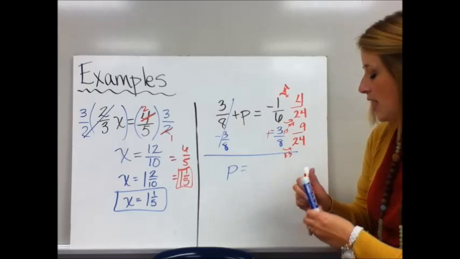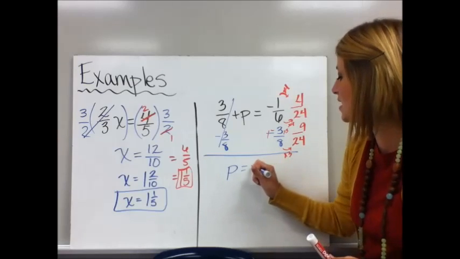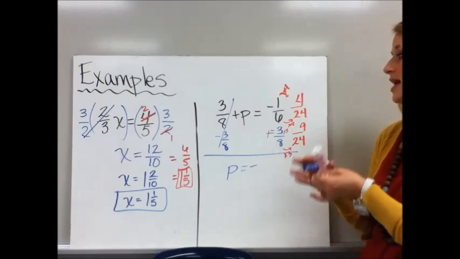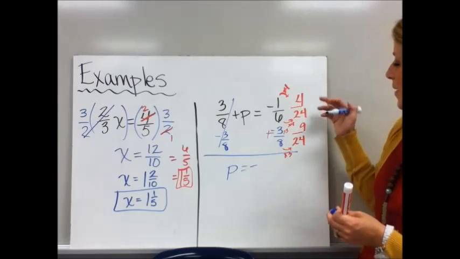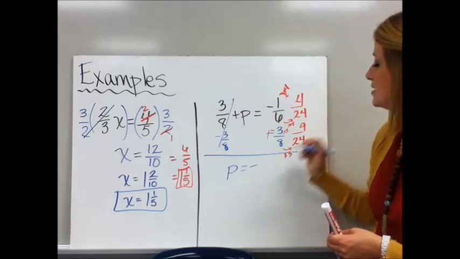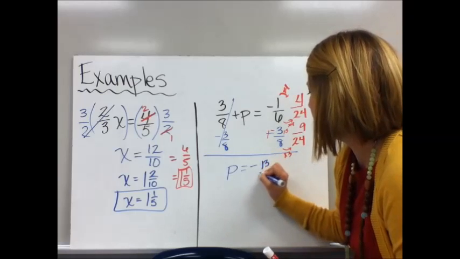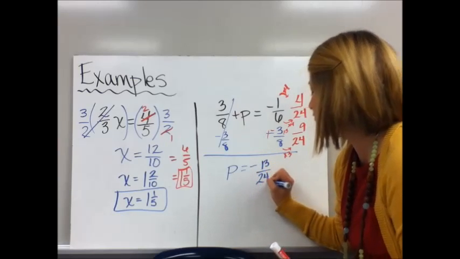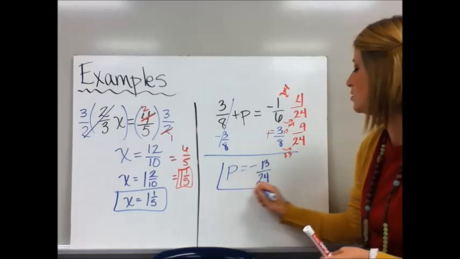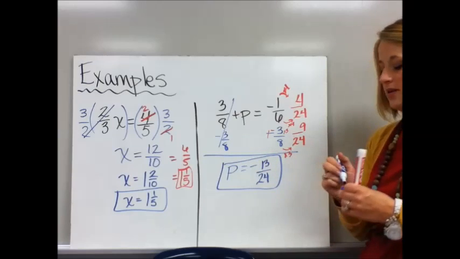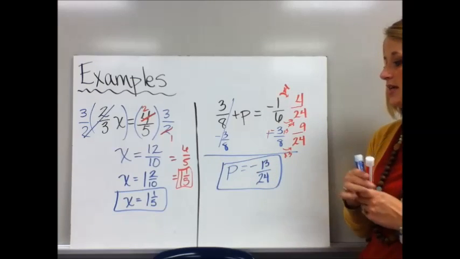I'm going to go ahead and bring down my negative sign so that I don't forget it. So P equals negative, and then we're going to figure it out. I'm going to add my numerators. 4 plus 9 is 13. 13 over 24, and that is reduced. I cannot reduce that anymore. So P equals negative 13 over 24.